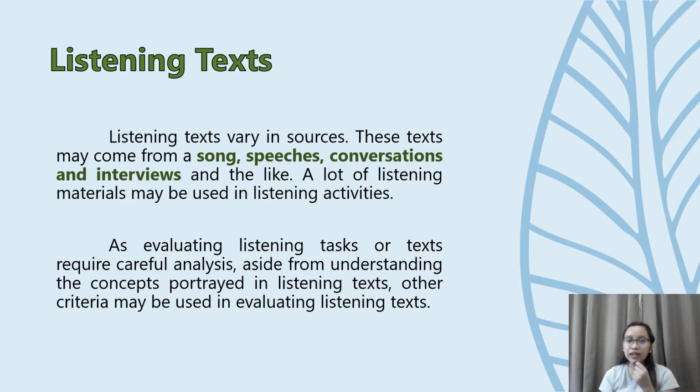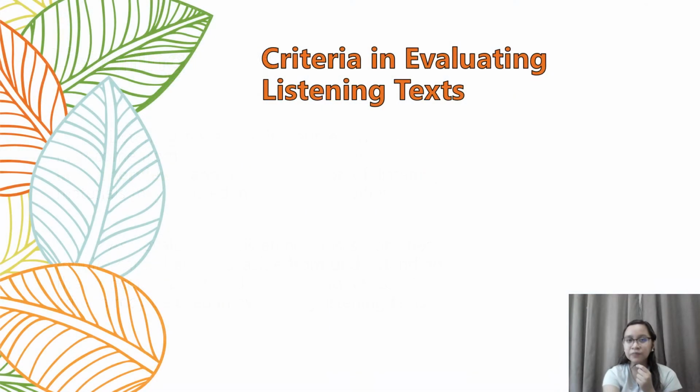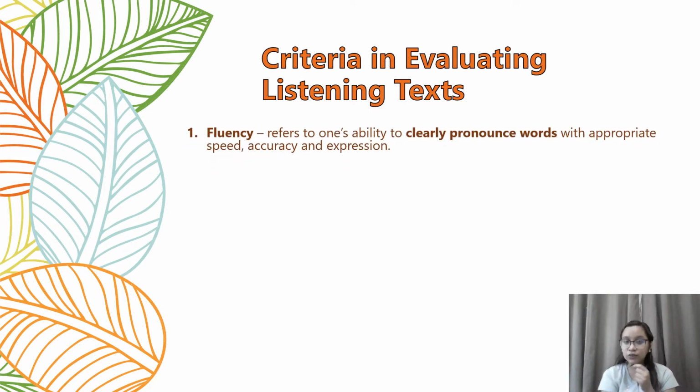And evaluating a listening task or text requires careful analysis. Aside from understanding the concepts portrayed in the listening text, other criteria may be used in evaluating it. So what are the rubrics or common indicators that we can use whenever we are making judgment or evaluation in terms of evaluating listening text? Here they are. We have eight criteria in evaluating listening text. The first one is called fluency.